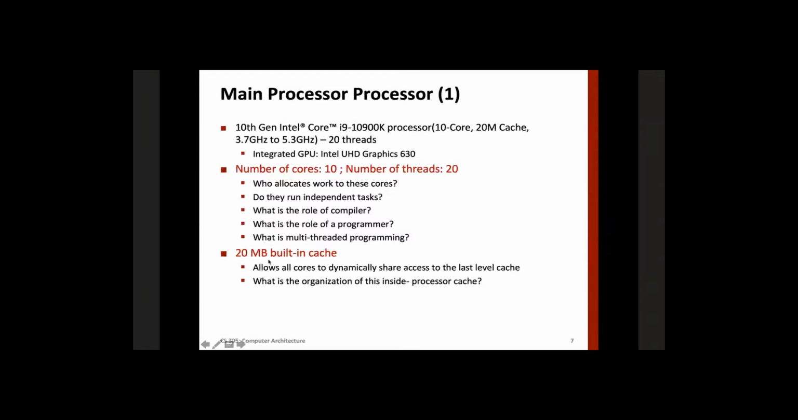Then it has 20 MB. When we write capital B, it is byte. When you write small b, then it's a bit. So it's a 20 megabyte built-in cache.